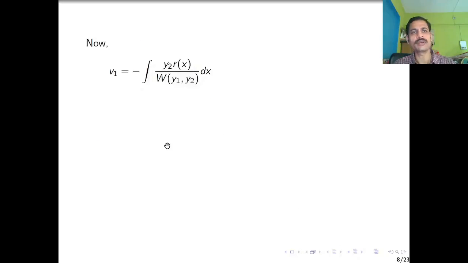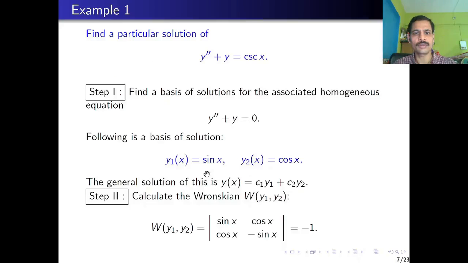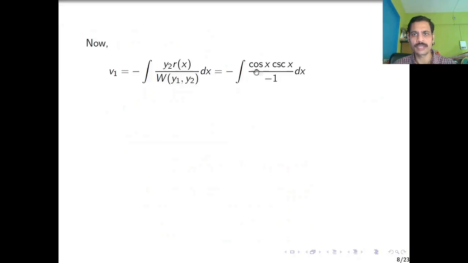Recall that v1 is equal to minus integration of y2 Rx divided by the Wronskian dx. Here we have already calculated the Wronskian, that is minus 1, and y2 is cos x and Rx is cosec x. So we write those things here. This is integration of cos x by sin x dx, which is nothing but log of mod sin x.